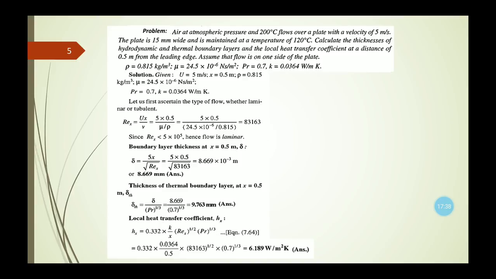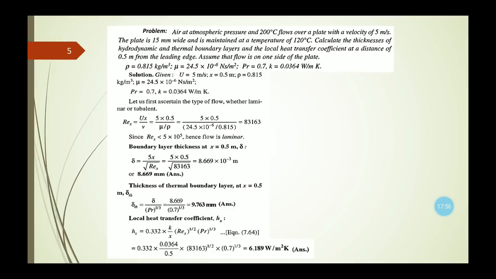So we have calculated the thicknesses of the hydrodynamic and thermal boundary layers. Now the last part of this question is that we need to calculate the local heat transfer coefficient at a distance of 0.5 from the leading edge.